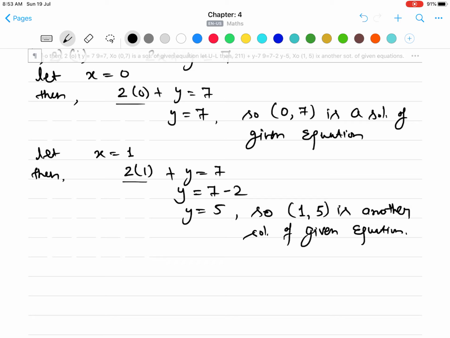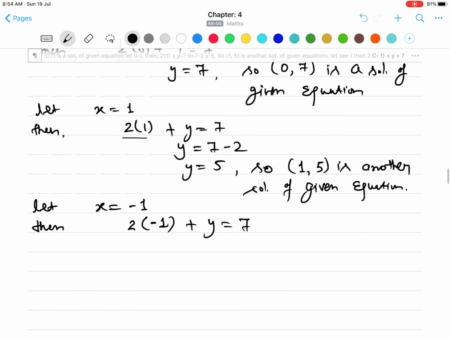Okay, so we have found two solutions. Let's take another value for x. Let's choose a negative value now. Let's take minus 1. So x we have taken as minus 1. Then the equation will become 2, in place of x we'll write minus 1, plus y equal to 7. So we have y equal to 7, plus 2 into minus 1 will become minus 2, and the minus 2, when shifted to the right hand side, will be plus 2. So the solution is y equals 9.